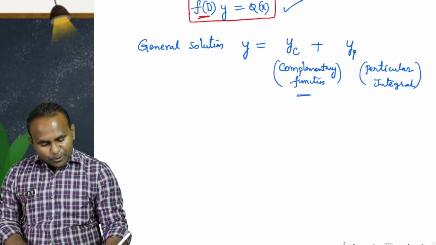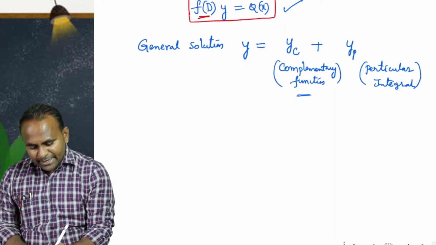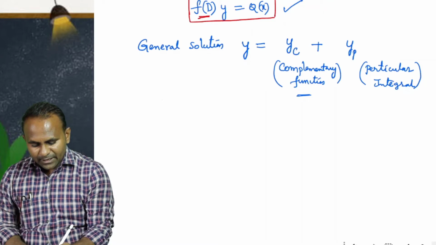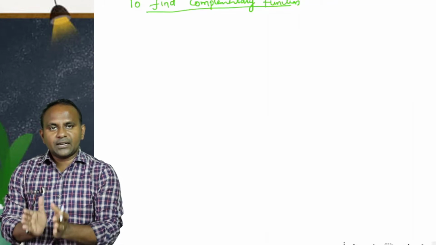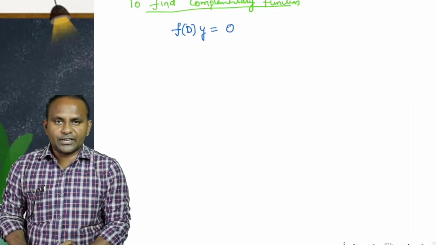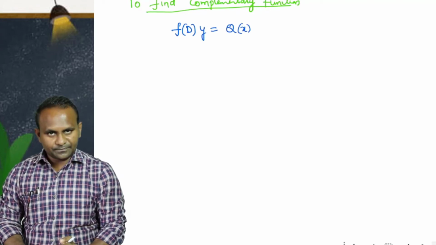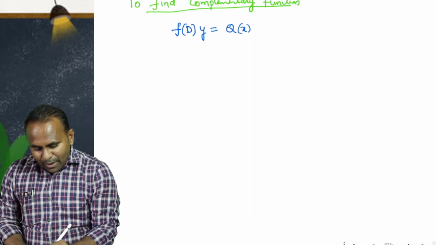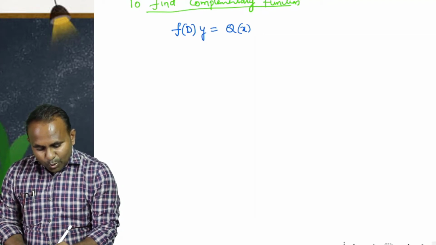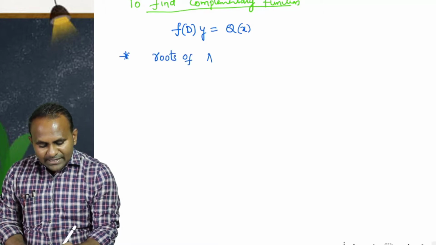See, suppose you were given a higher order linear differential equation, which will be in the form of f of D of y is equal to q of x. While solving this, the solution will be of two parts, and the first part is finding the complementary function. So how to find the complementary function of this differential equation? Firstly, you have to find the roots of the auxiliary equation.